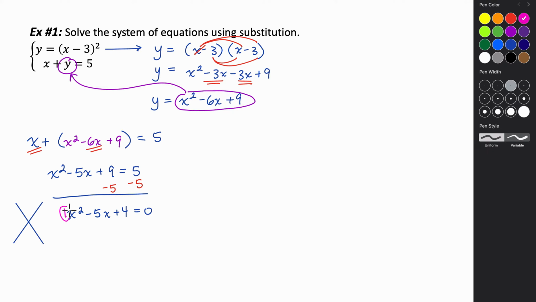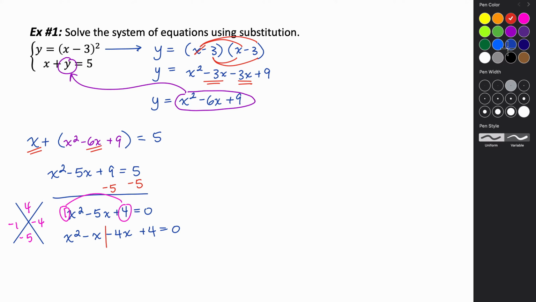Remember, we take the leading coefficient, which is 1, and our constant, and we multiply those, giving us 4, and then negative 5. So we're looking for factors of 4 that add to negative 5. So when you have a positive product and a negative sum, that tells me we have two negative factors. We have 1 and 4 that work, negative 1 and negative 4, because that multiplies to 4 and adds to negative 5. So now we're going to rewrite this expression using our two new factors to rewrite the middle term and factor by grouping. So we have x squared minus x minus 4x plus 4 equals 0.